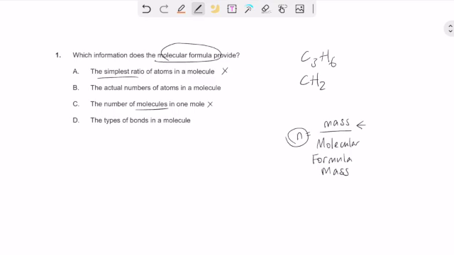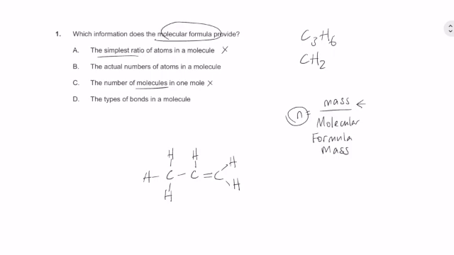As for D, the types of bonds in a molecule. Students may be tempted to answer D in this situation because you might try to draw it out from the molecular formula given. For example, in this case, a possible structure is this. You might be tempted to say, oh, there's a double bond here and single bonds everywhere else, or sigma and pi bonds. However, it can also be drawn like this in a cyclo structure.